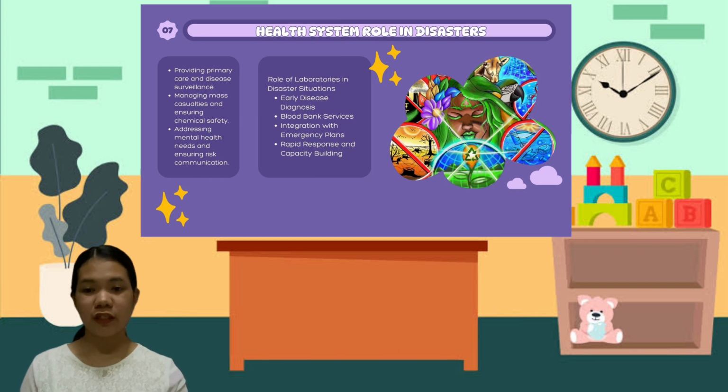The health system plays a critical role in disaster situations, including providing primary care and disease surveillance, managing mass casualties and ensuring chemical safety, addressing mental health needs and ensuring risk communication. And for laboratories, their primary responsibility is early disease diagnosis and ensuring safe blood supplies during emergencies.